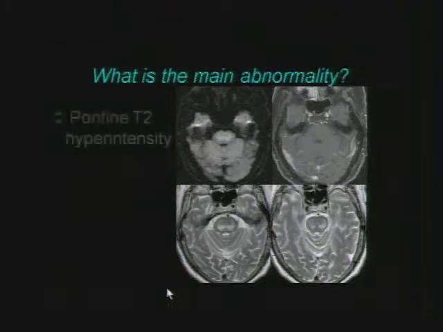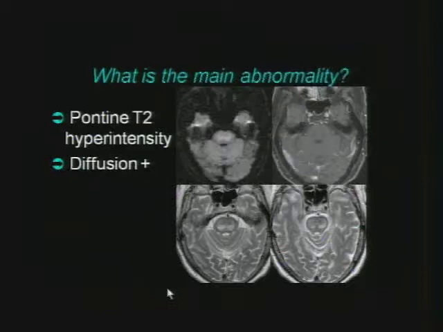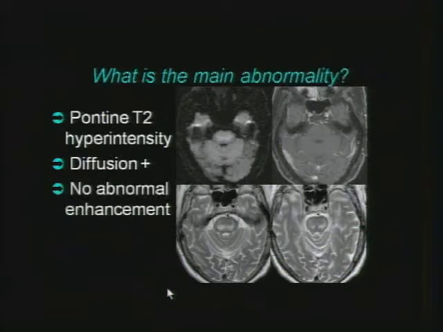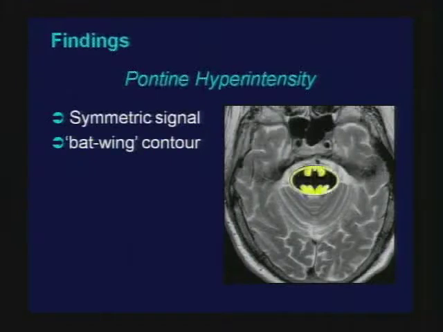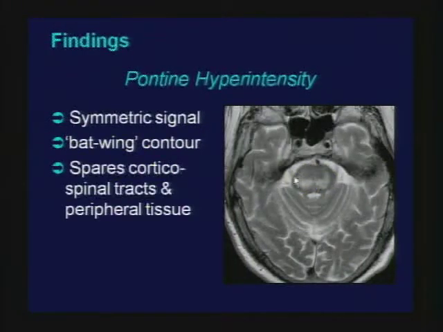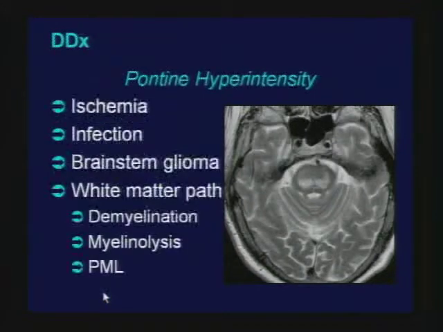So our abnormalities here, we have pontine T2 hyperintensity, which is positive on diffusion weighted imaging and shows no abnormal enhancement. What we want to do is look at that hyperintensity. You can see it's very symmetric and it has a bat wing contour. It spares anteriorly those corticospinal tracts and the peripheral tissue of the pons. And this is a fairly classic, textbook Aunt Minnie case.